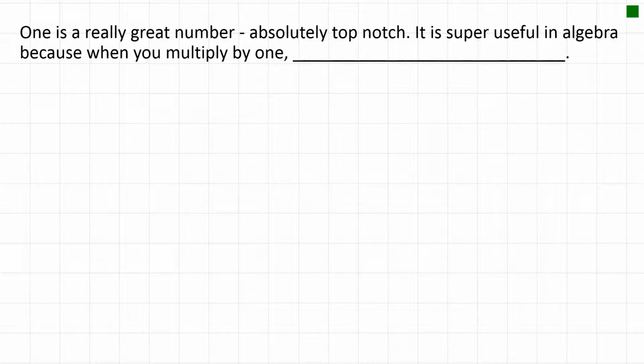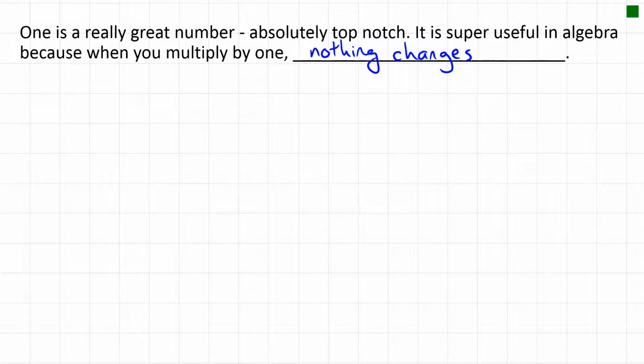Okay, we have to talk about the number 1 now, because it's about to make our lives a lot easier when working with rational expressions. 1 is an absolutely great number in mathematics, and it's really useful in algebra and mathematical problem solving, including in math and science, because when you multiply by 1, nothing changes. So you have no net effect on something when you multiply by 1.